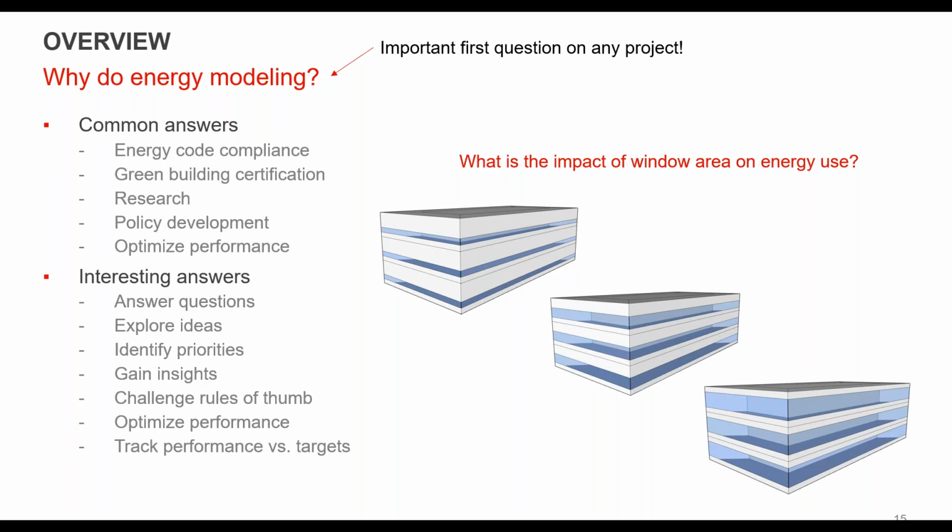One example of that could be, what happens when you increase window area in a building, right? You could have a very low window to wall ratio, a code requirement window to wall ratio, and then you could have almost a fully glazed building, right? So that would be a great thing to use modeling for, to answer how much energy use or the size of the peak cooling and heating loads that would be associated with each of these options, right?